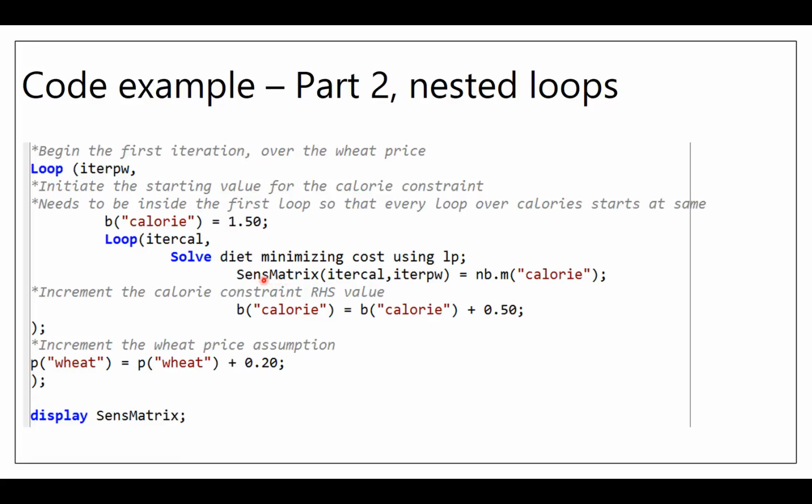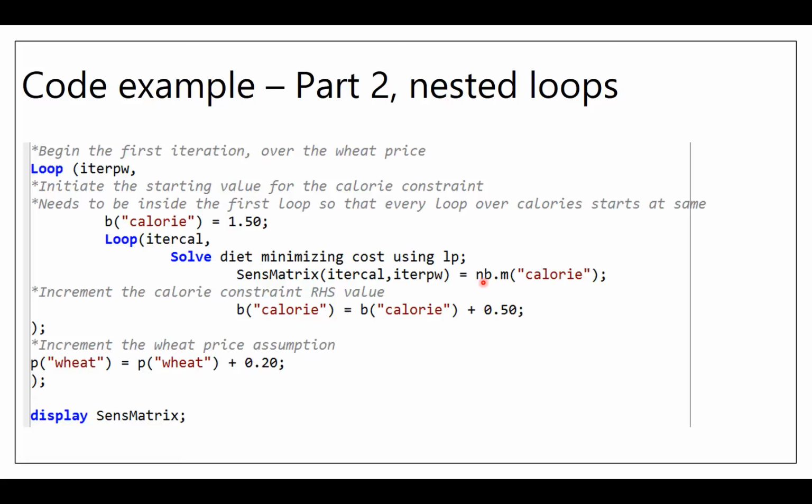Solve that model, and then we're going to collect just one thing in this sensitivity matrix, that parameter we made. It's going to be defined over the iterations over calories and the iterations over the price of wheat. It's going to collect one value right now using the current item from this loop and the current item from this loop, right? So when you're inside of a loop, you always are being controlled by the set. So we're at the first element of this set, and it's just going to take the marginal from the calorie constraint.